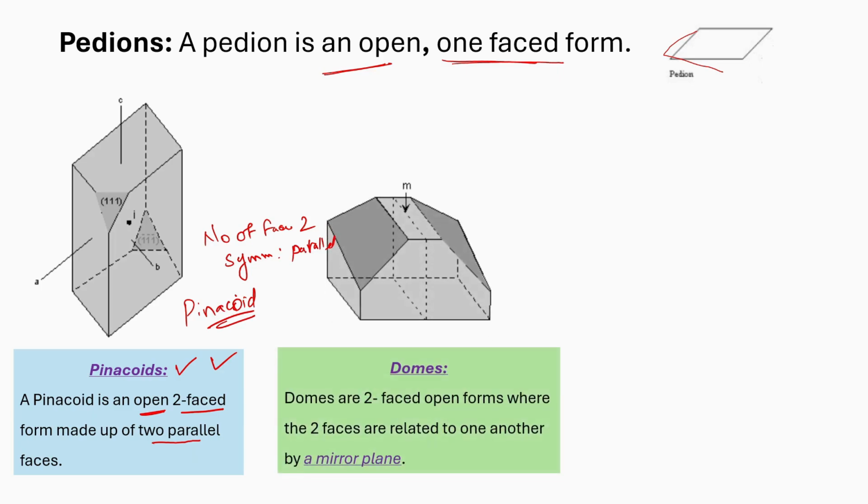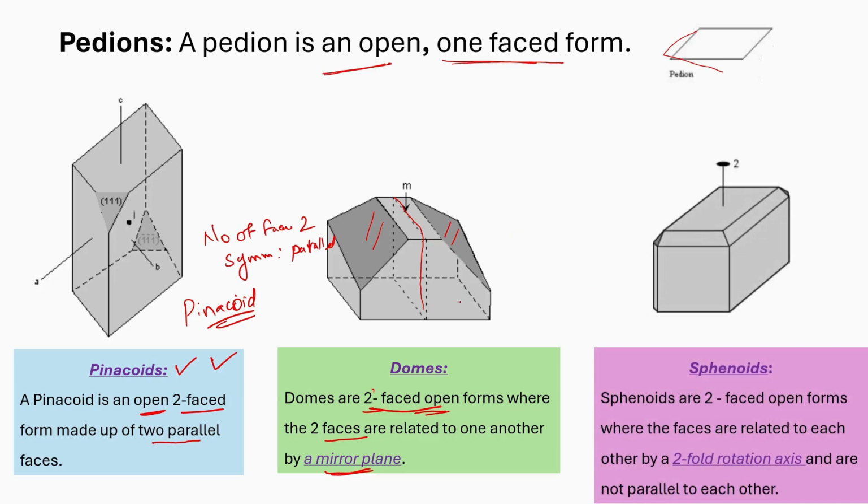Another two-face form is the dome. Here these two faces are related by a mirror plane. You can see the symmetry is a mirror plane, the number of faces is 2, and it is an open form. And you can see in this picture that the mirror plane relates these shaded faces.